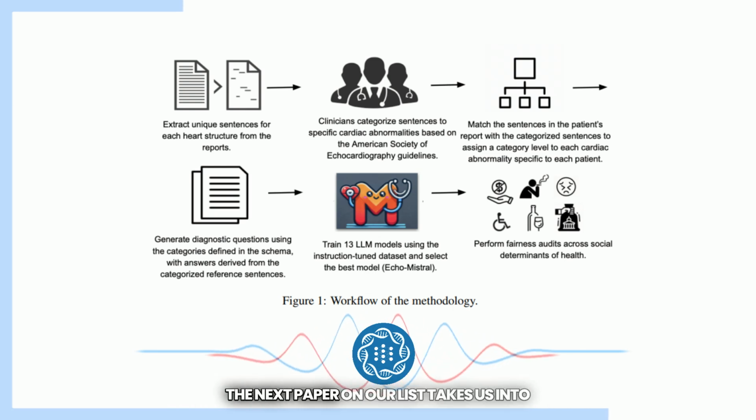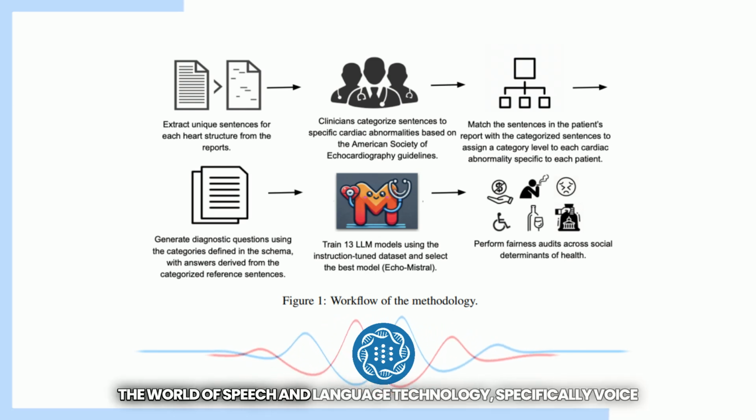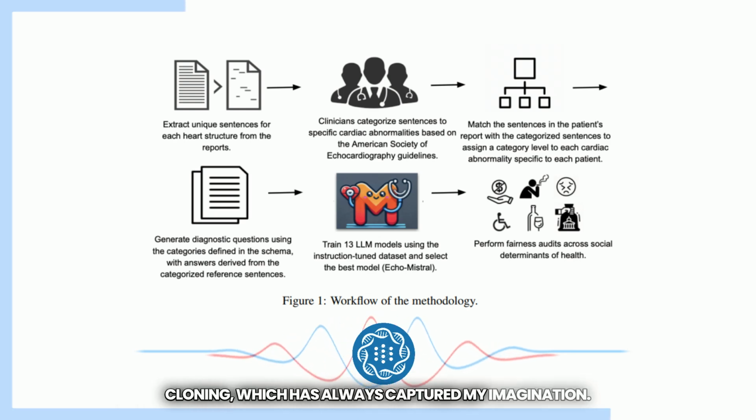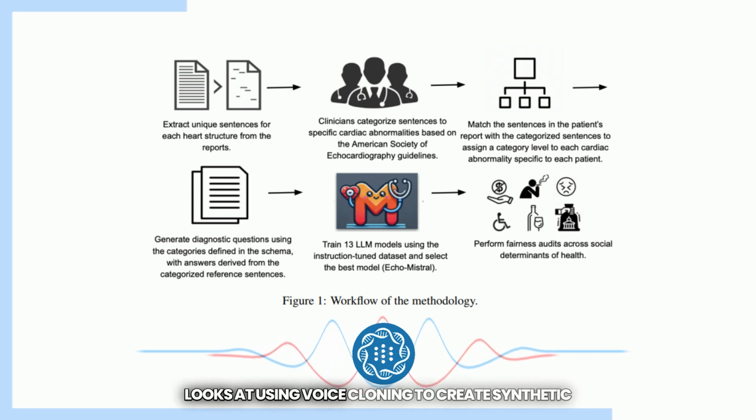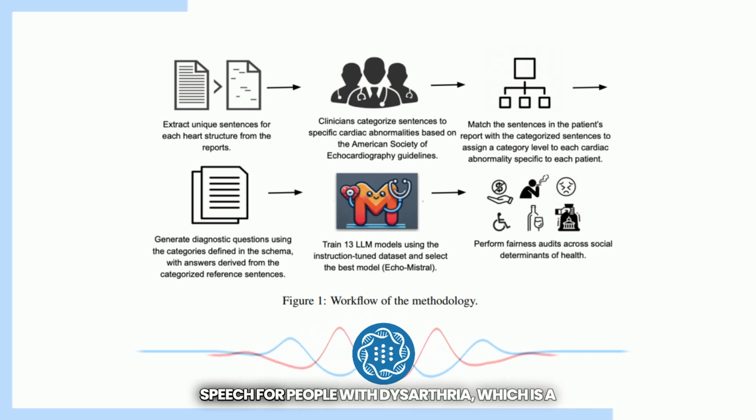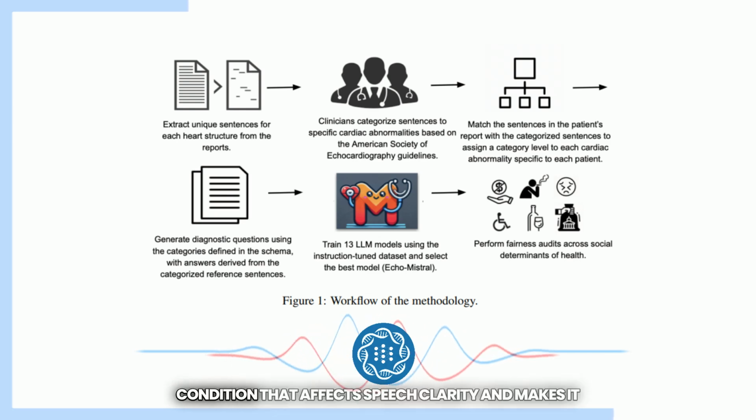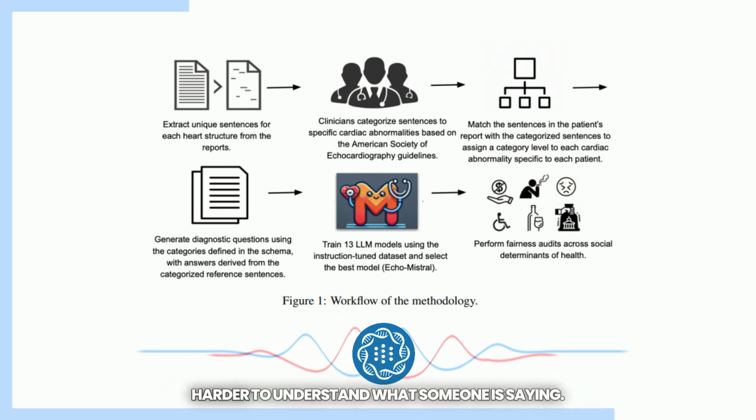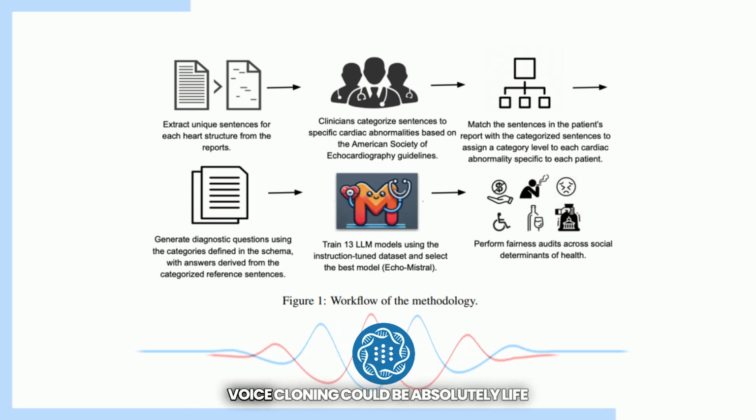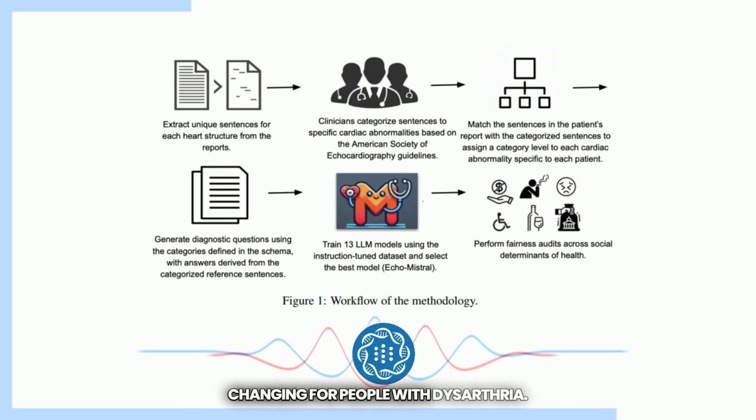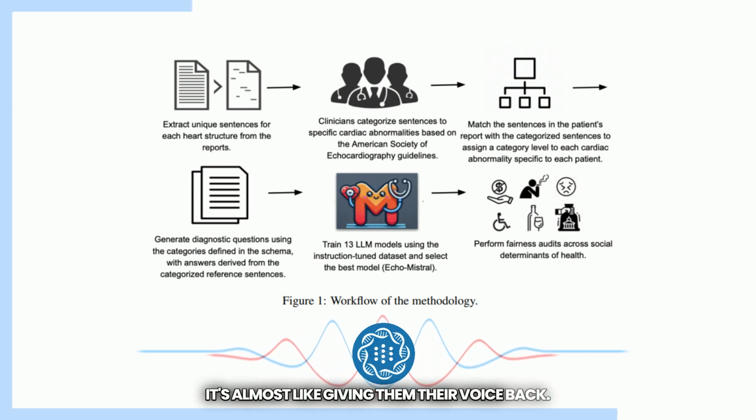Okay, the next paper on our list takes us into the world of speech and language technology, specifically voice cloning, which has always captured my imagination. This research by Birger Moel and Fredrik Sand Aronson looks at using voice cloning to create synthetic speech for people with dysarthria, which is a condition that affects speech clarity and makes it harder to understand what someone is saying. It can make communication a real challenge. Voice cloning could be absolutely life-changing for people with dysarthria. It's almost like giving them their voice back.